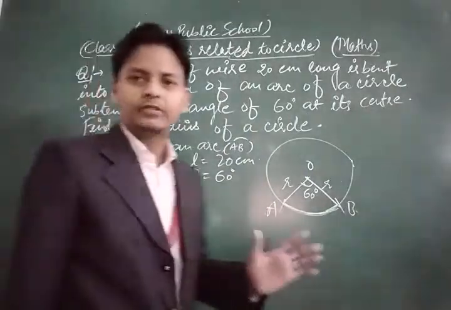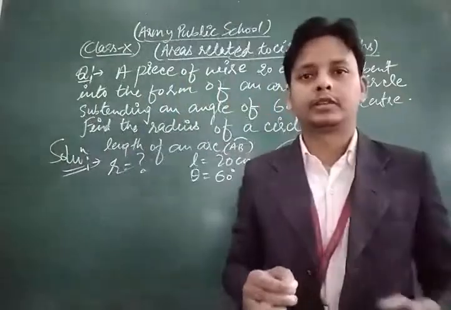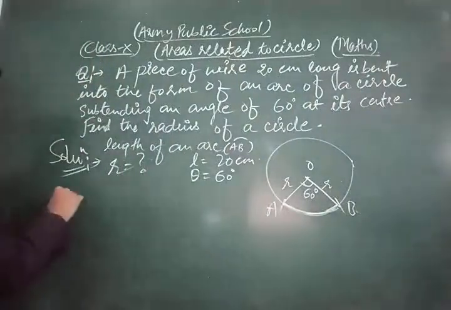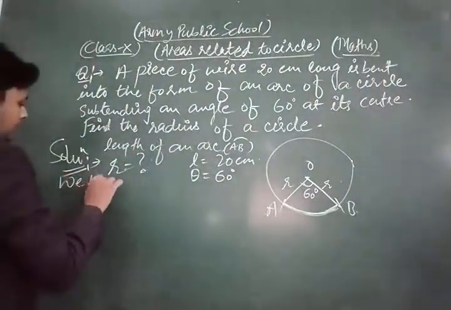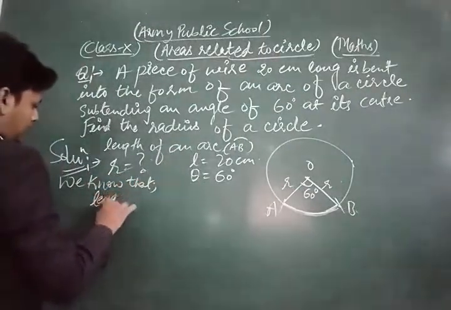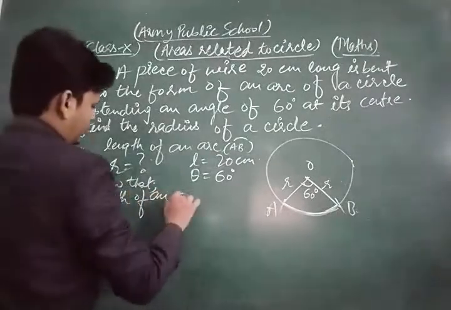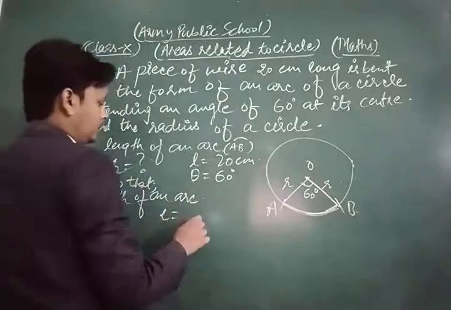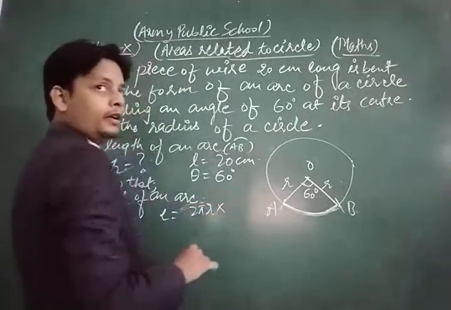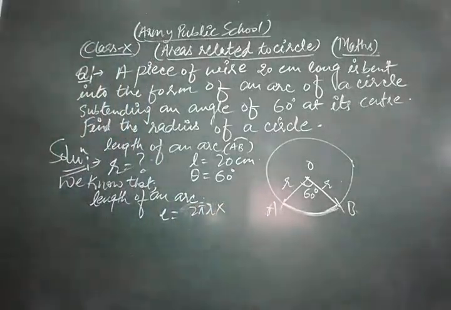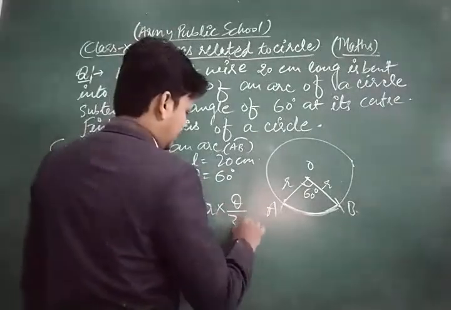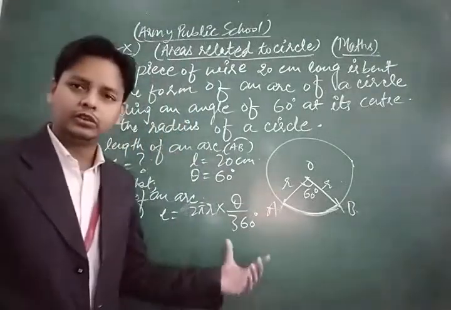So here, dear student, we apply the formula for length of arc. What is the concept of length of arc? We know that length of arc L is equal to 2 pi r into theta upon 360.